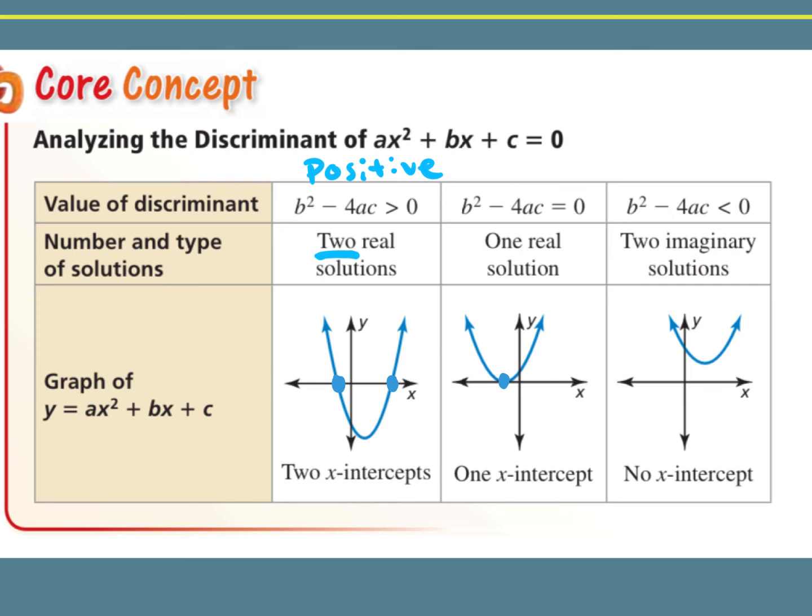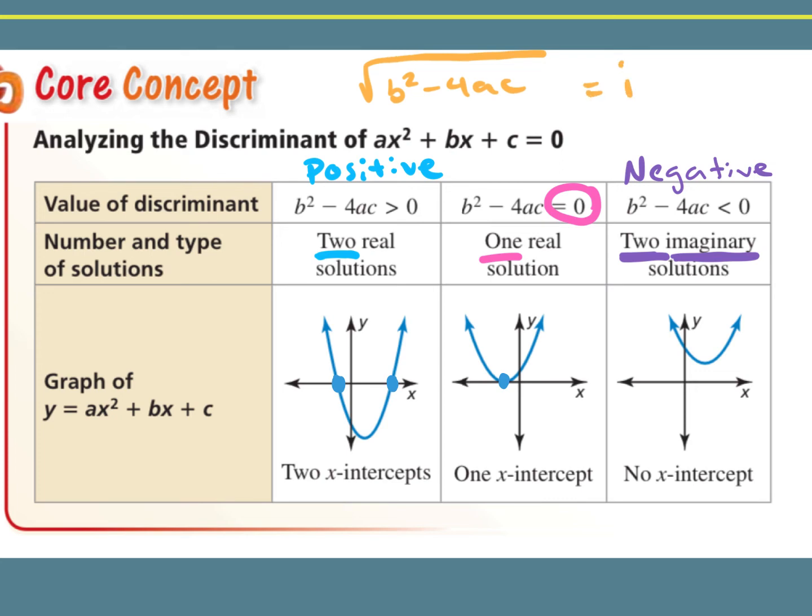If our discriminant is equal to 0, then I have 1 real solution. And if our discriminant is negative, then that means I have 2 imaginary solutions. Because if you think about it, we are taking the formula that's under the square root, b squared minus 4ac. If that b squared minus 4ac is negative, then that means I have an i, so it's imaginary. So if I end up with an i, that means I have 2 imaginary solutions.